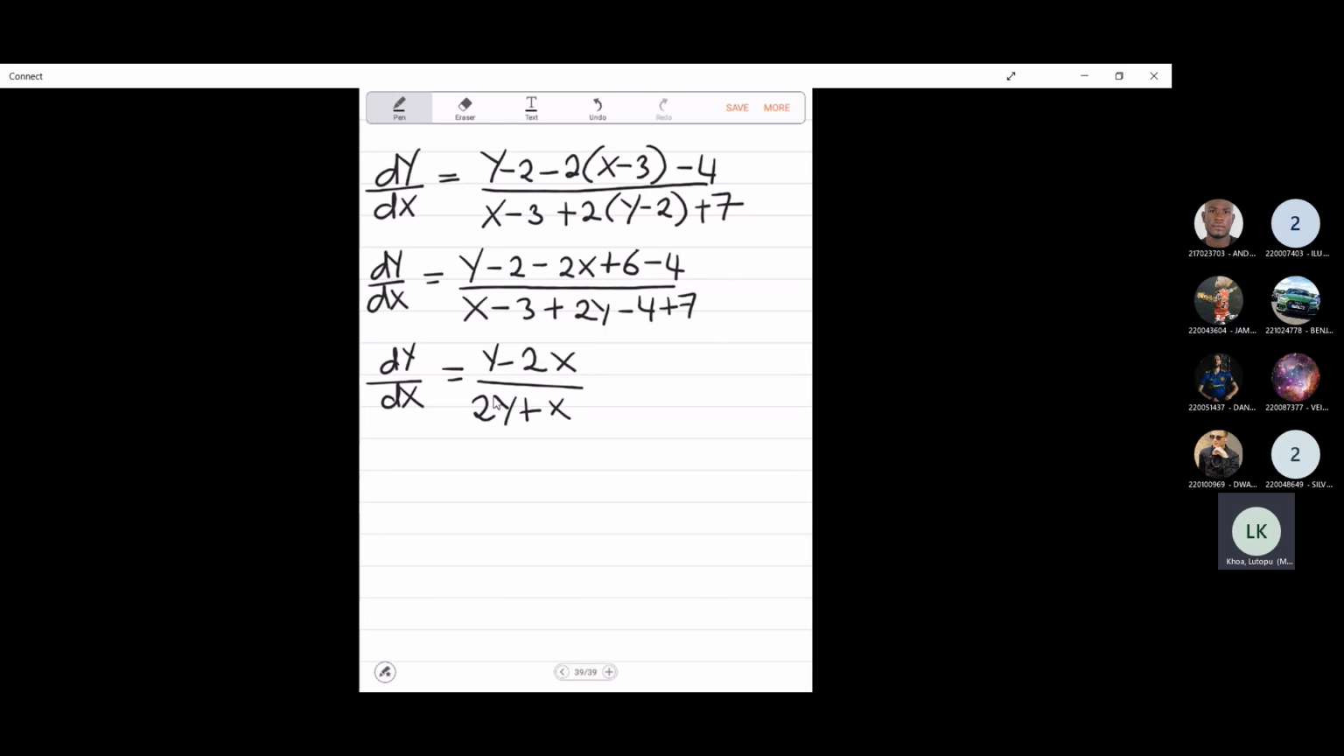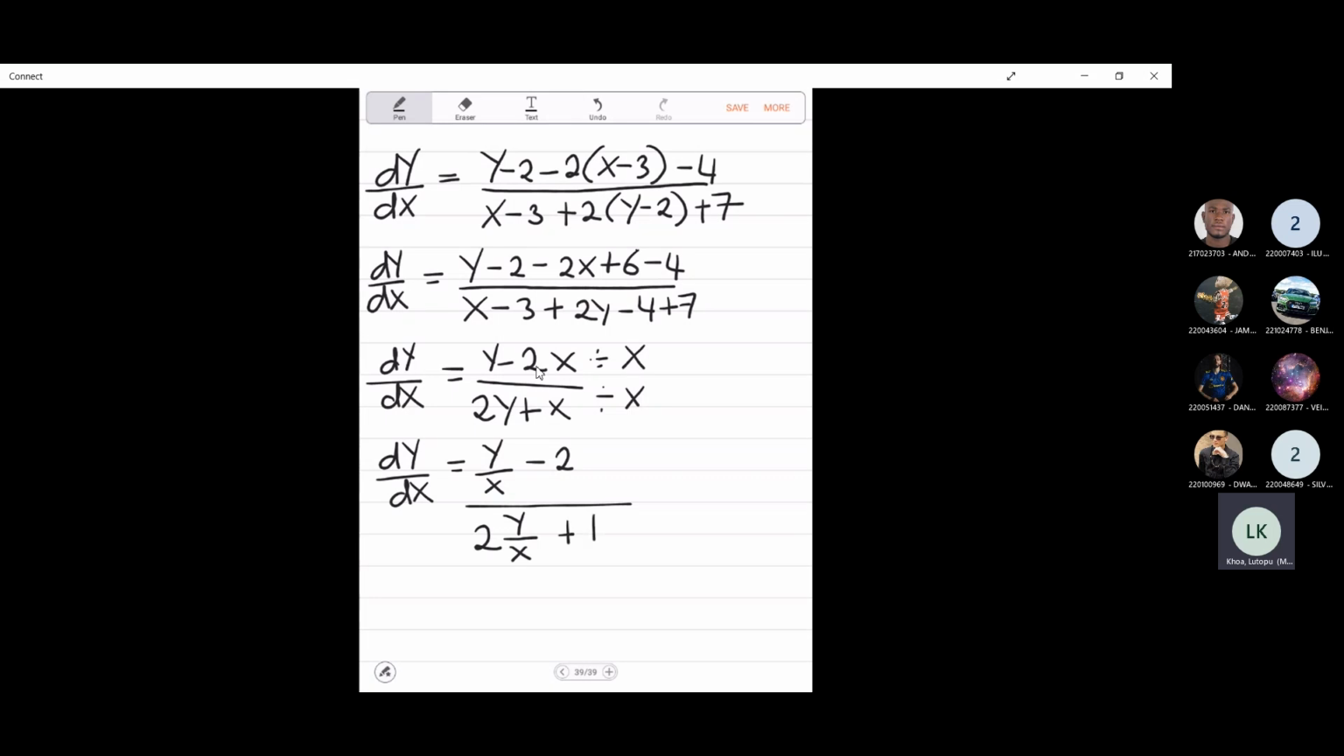Okay, and now when you look at this, this is homogeneous, because if I divide the numerator by x, you'll see I have y over x. This is 2 y over x, and then this is 1, and that is by definition homogeneous. So I will divide the numerator by big X, and the denominator by big X, so I have dy/dx equals big Y over X minus 2, over 2 big Y over X plus 1.